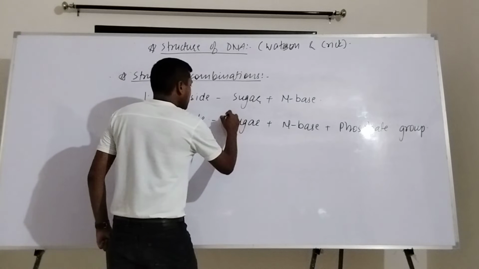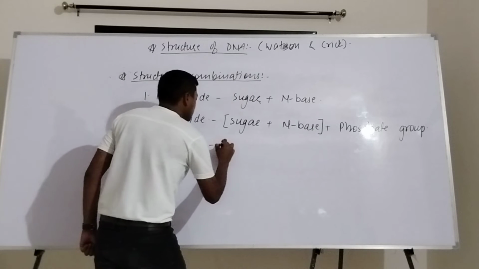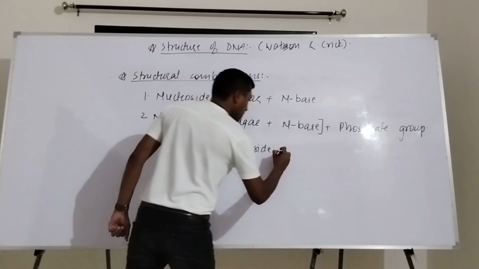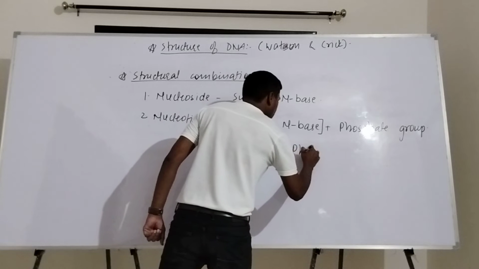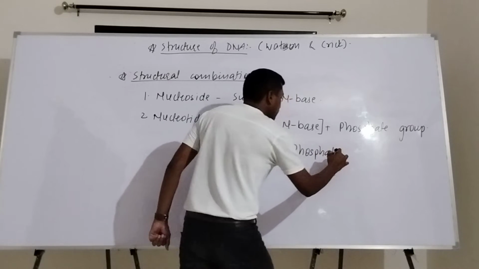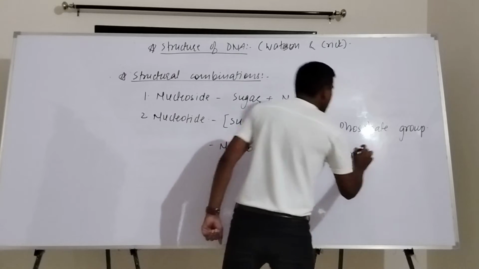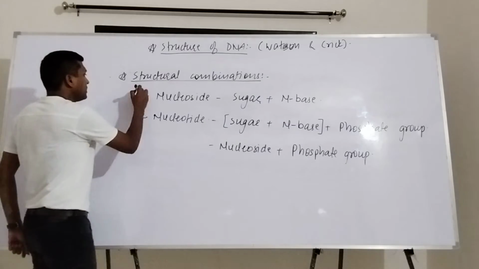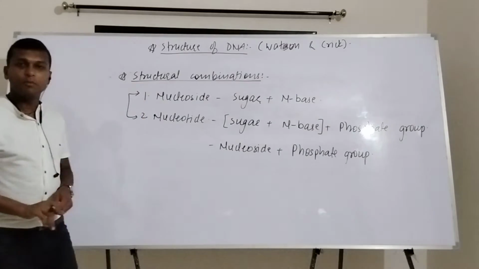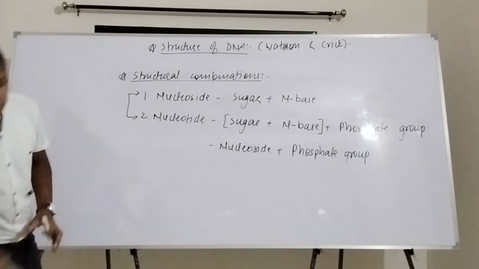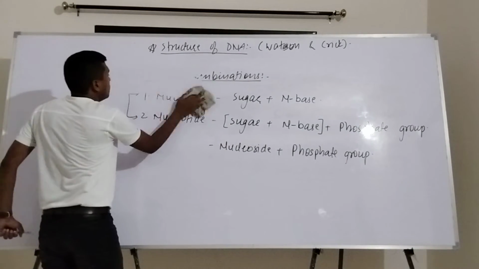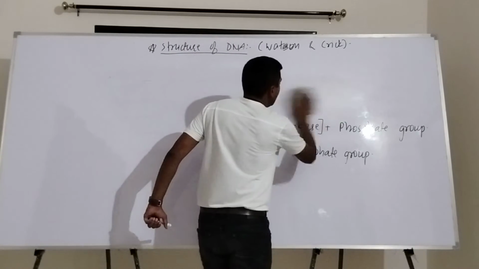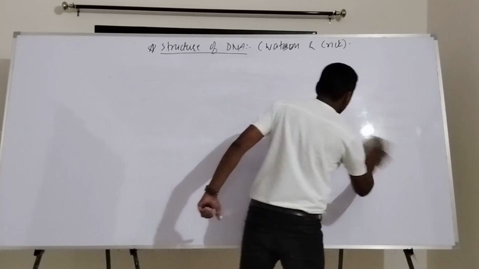In other words, you can just call it nucleoside plus phosphate group. That is simply called a nucleotide. So these are the two different terms which we'll be studying ahead. With these things, what the basic components of the DNA are, and how they combine, let's see how the structure of this particular DNA is.